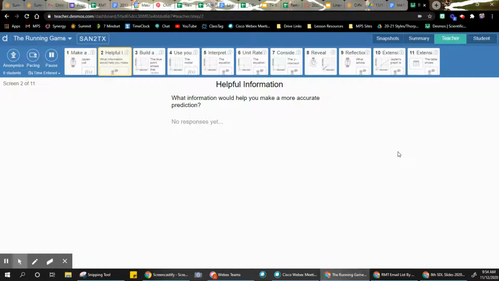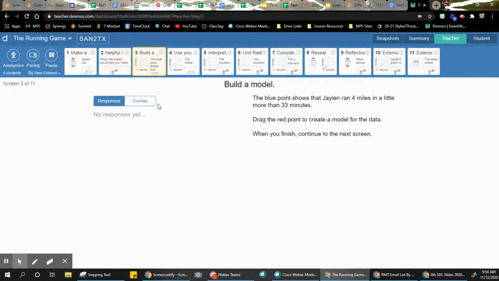Awesome. So you're thinking, oh, you need to know how long it takes him on average. How long does he normally take to run 7 miles? How long does it normally take him to run 1 mile might be an option. How long does the average person take to run a mile? Those are all great options. Click to the next slide and we're going to get some more information.